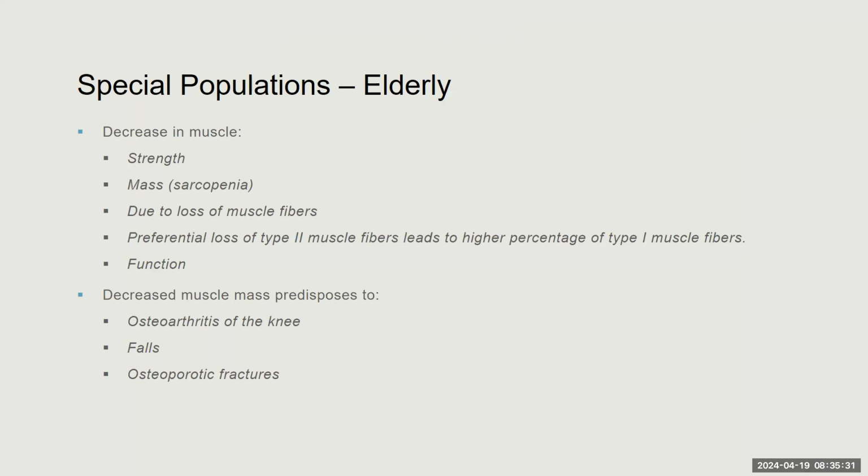So elderly, as we age, we're going to have a decrease in muscle strength and mass, and this is due to loss of muscle fibers. There's actually a preferential loss of type 2 muscle fibers and that leads to a higher percentage of type 1 muscle fibers. And this decreased muscle mass will predispose people to osteoarthritis of the knee, falls, and osteoporotic fractures.